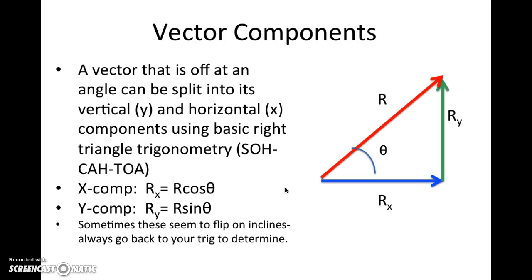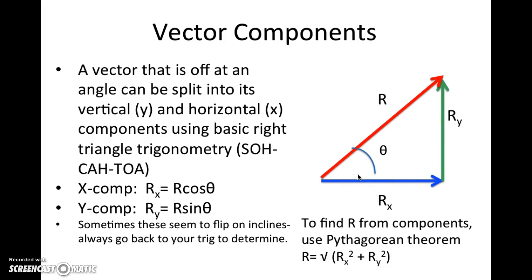This is true for this particular case. You do have to be a little bit careful when we go on inclines. Sometimes these seem to flip, but it always comes back to where the angle is in the triangle. If it's the adjacent side, you're going to be doing cosine to find the component, and if it's opposite, you're going to be using sine to find the component. And to go backwards, if we know the components, we can use the Pythagorean theorem to find the value for r. If we know two sides of a right triangle, we can find the third using the Pythagorean theorem.